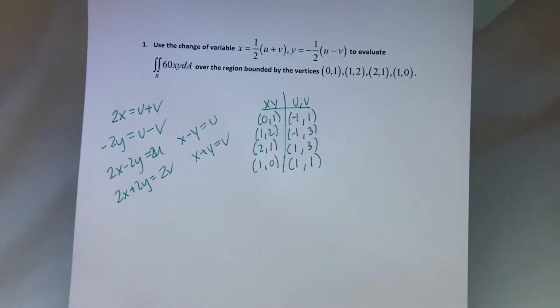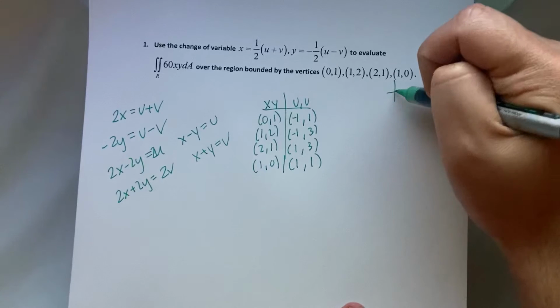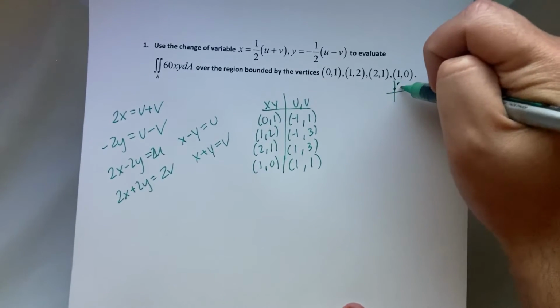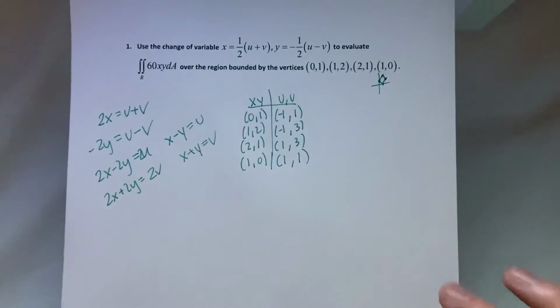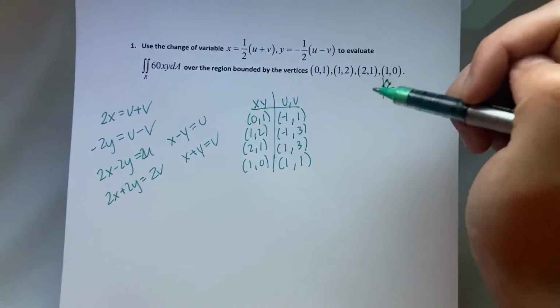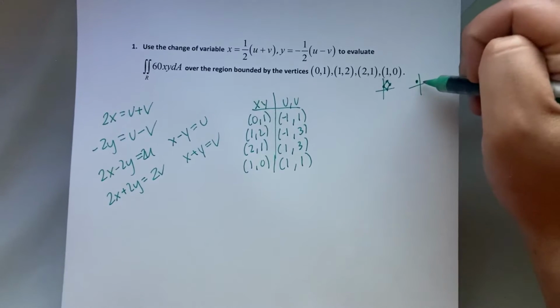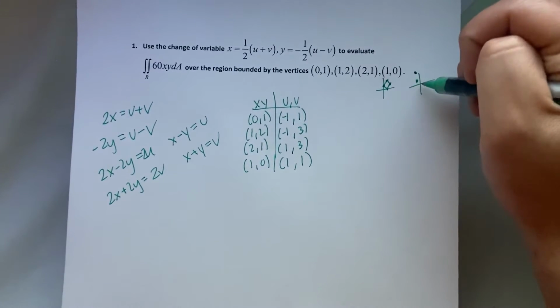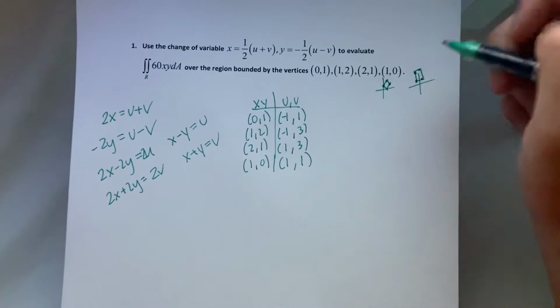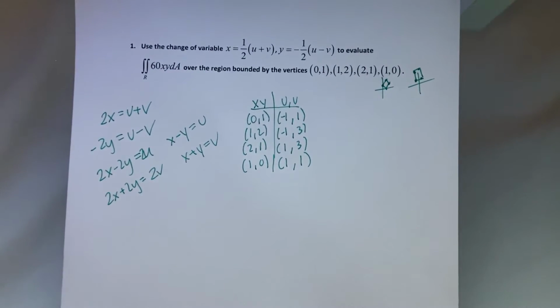So it took this diagonal shape, (0, 1), (1, 2), (2, 1), (1, 0), kind of like a rotated square, and it turned it into a different shape in terms of u and v. We have (negative 1, 1), (negative 1, 3), (1, 1), and (1, 3). So it's much easier to find the area of a rectangle than it is to find the area of kind of a diamond, but we'll have worse things to find areas of than that. However, despite the fact that it makes our bound situation more clear, it makes our integral situation a little bit harder.